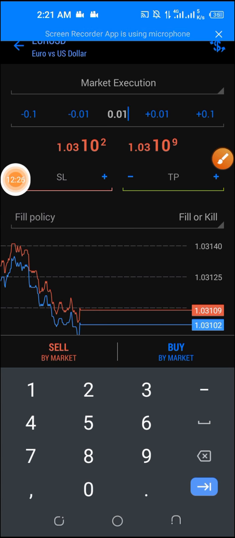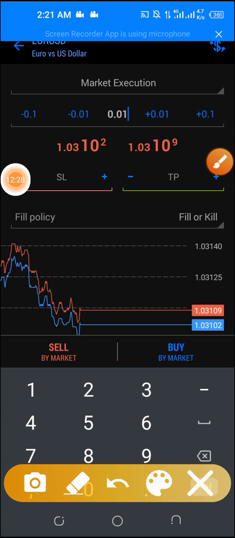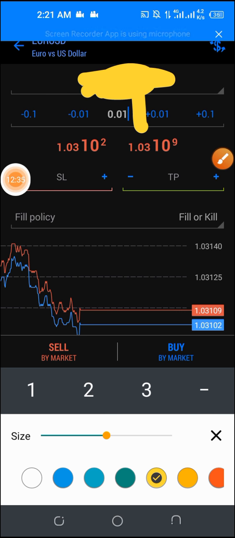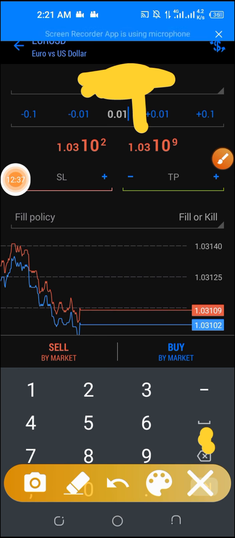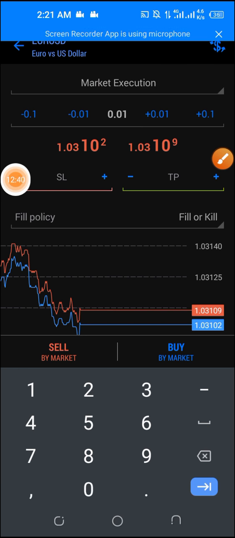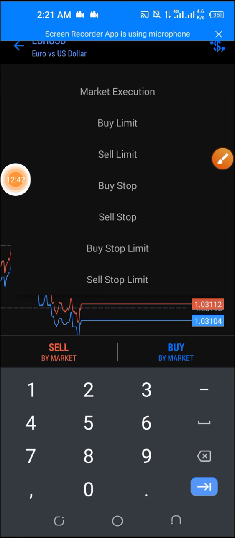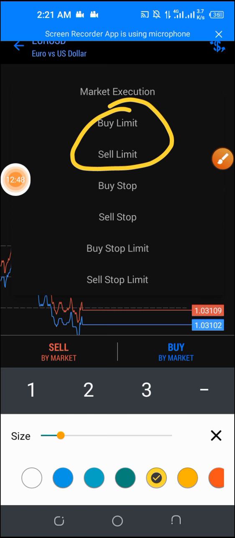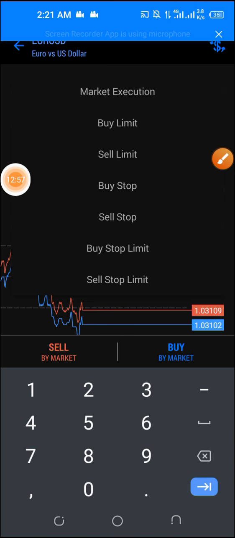Okay, so the next thing is to choose what type of market execution. That's where we set here. That's where we choose whether it should be buy limit or sell limit. Like I told you, all my videos, all my trades are just between these two, not market execution. The type of order is either buy limit or sell limit. That's what we're using throughout.